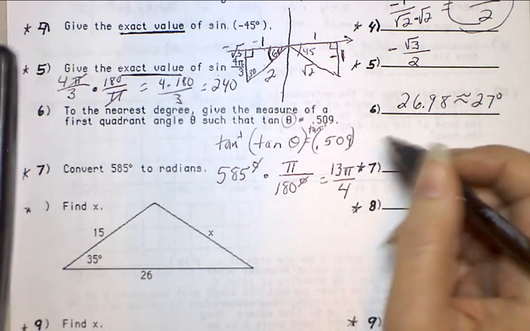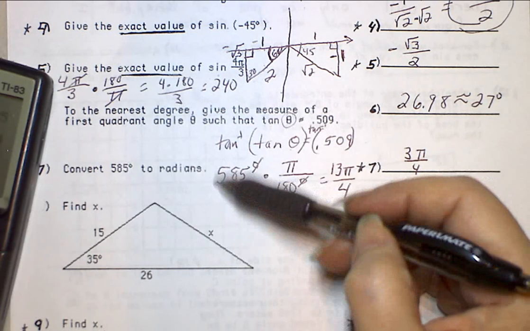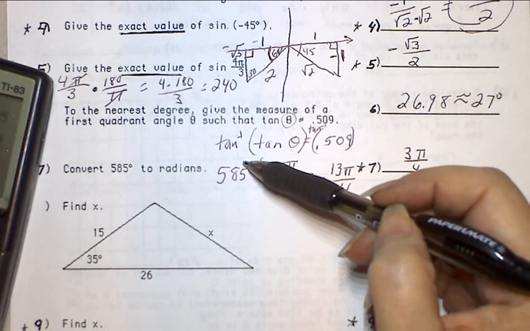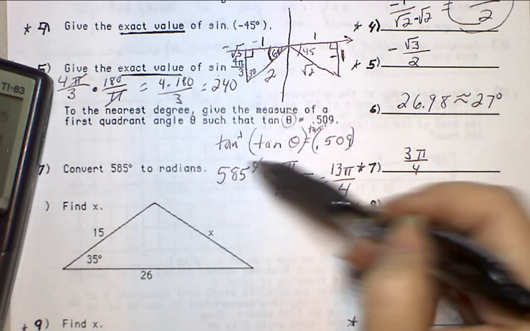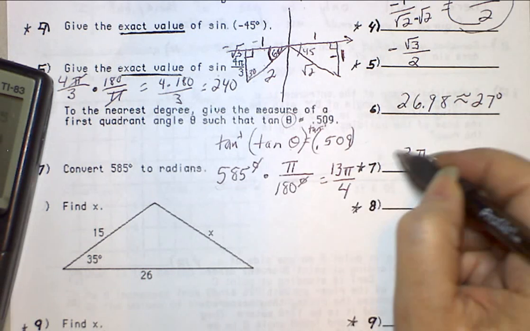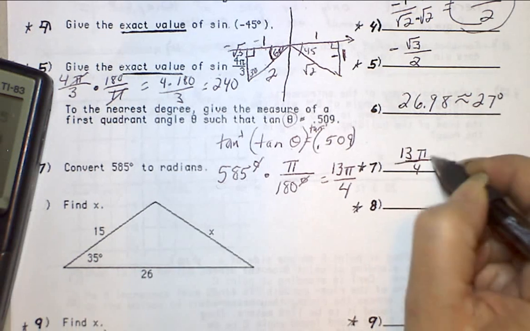Now, if you don't have a calculator that does fractions, you'll have to divide this by 5 and keep reducing until you get to your 13 pi over 4.